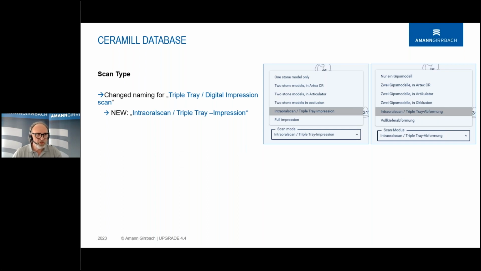In the past, it was confusing for you to define the scan strategy or the workflow precisely. The workflow is therefore renamed. It's no longer called triple tray and digital impression. We now call it intraoral scan and triple tray impression. So everyone knows that if an intraoral scan was imported to the Ceramill Mind, I click on intraoral scan, and then I have this certain workflow following in the Ceramill Mind. Nothing changes in the workflow, only the naming makes it clearer what happened before.